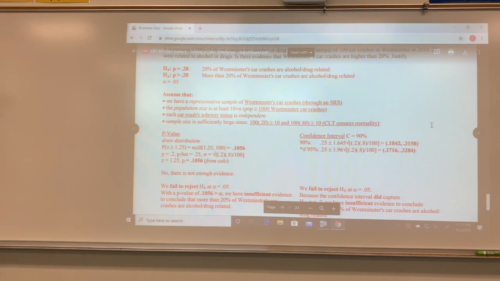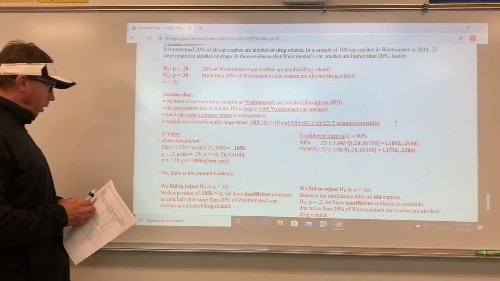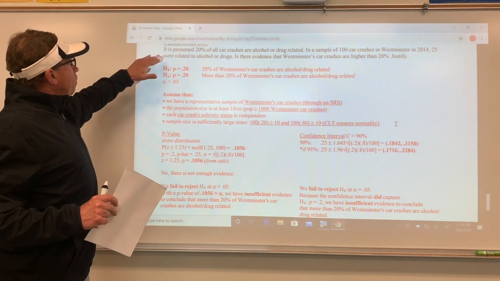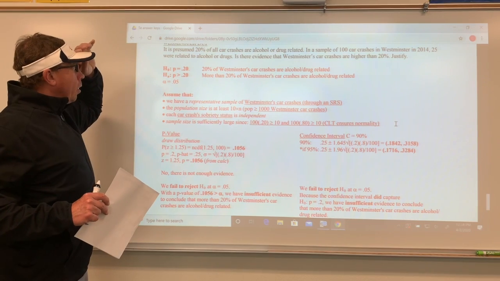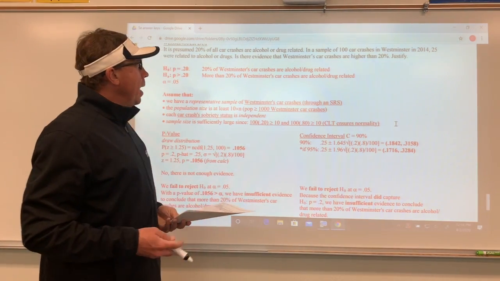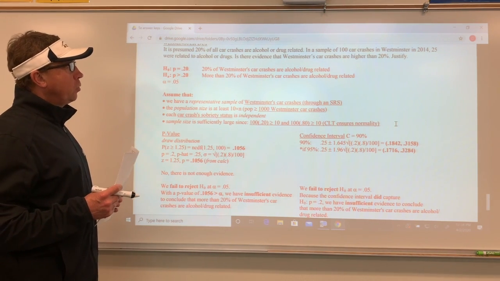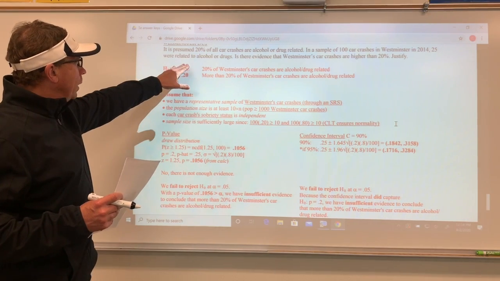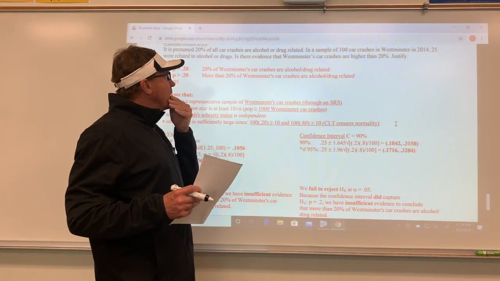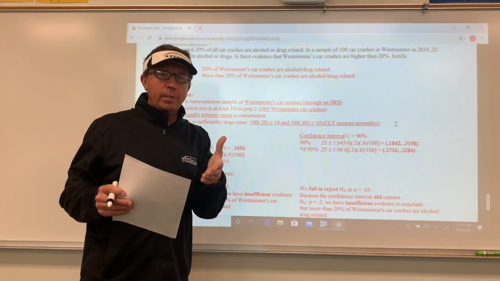Okay, this next problem is about DUI crashes in the city of Westminster. It is presumed 20% of all car crashes are alcohol or drug related. That's sad, but true. In a sample of 100 car crashes in Westminster in 2014, 25 were related to alcohol or drugs. Is there evidence that Westminster's car crashes are higher than 20% justified?